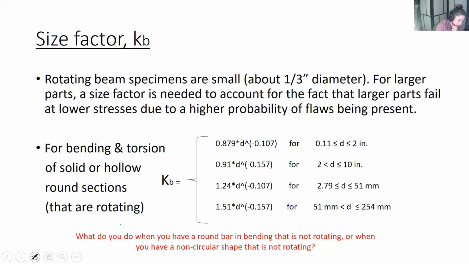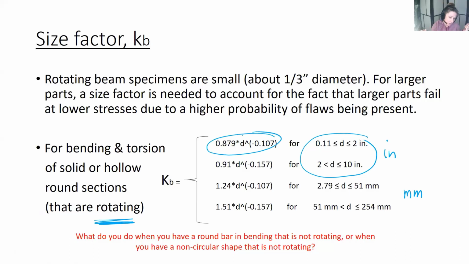So if you have something that is rotating, so let's say you have a solid rotating shaft, the Kb factor isn't that tricky. You just have to make sure that you are looking at your units. So are you in inches? Are you in millimeters? And what range is your diameter? So if you have something that's 1 inch, you'd use this expression. If you had a shaft with a 3-inch diameter, you'd use this expression. But that's only for a shaft that is rotating.